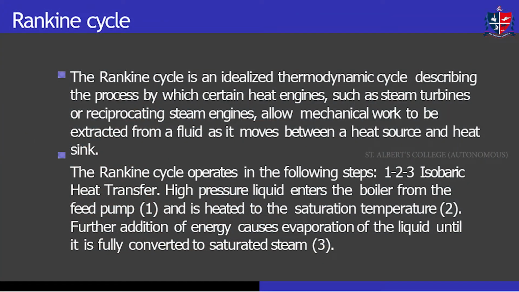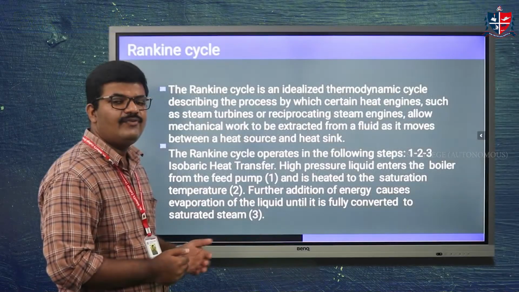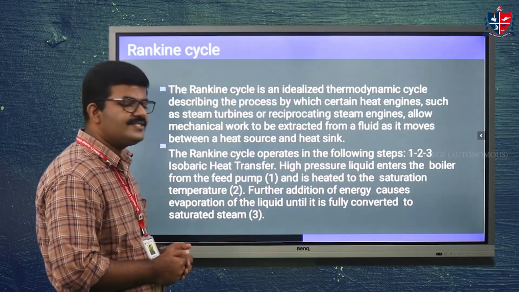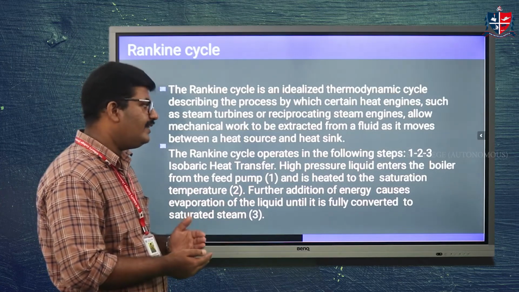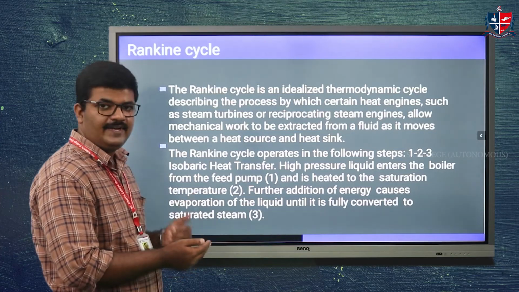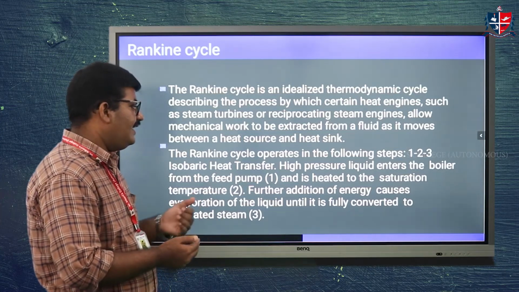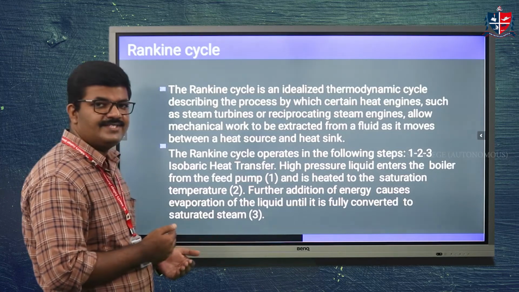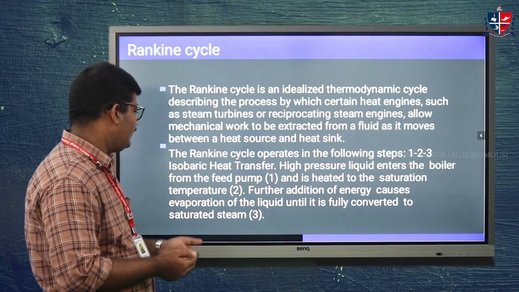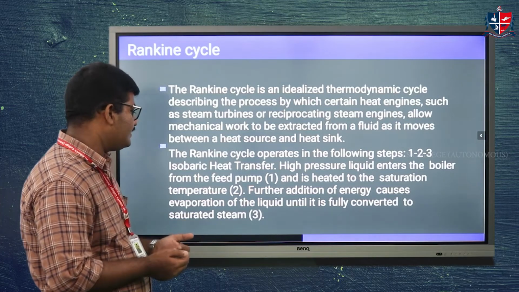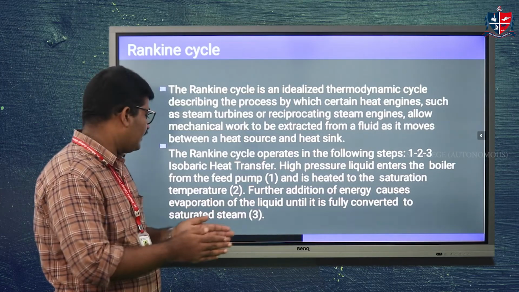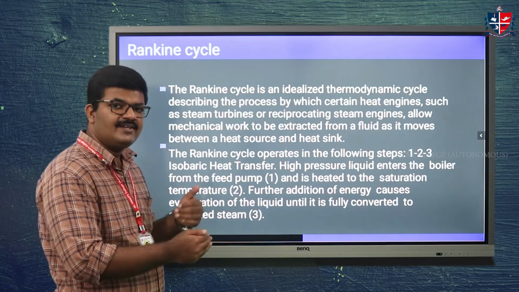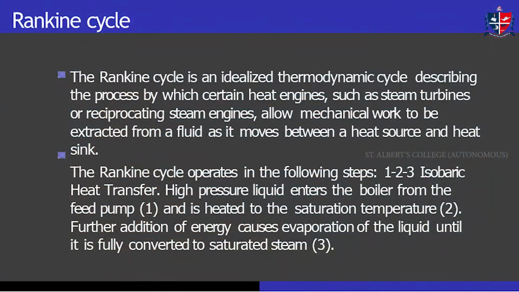The Rankine cycle is an idealized thermodynamic cycle used for the description of the cogeneration process. It is a three-step process. In the first step, the high pressure liquid enters the boiler from the feed pump, and in the second step, it is heated to the saturation temperature. In the third step, the further addition of energy causes the evaporation of the liquid until it is fully converted to saturated steam. This saturated steam is given to the steam engine for the working of the turbine system.